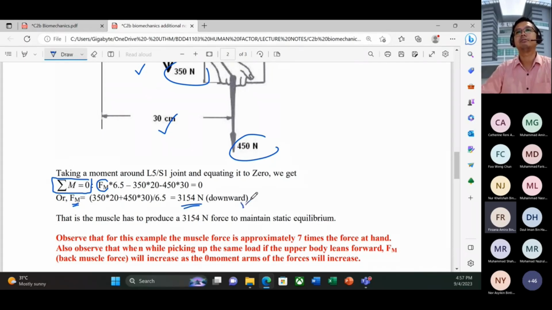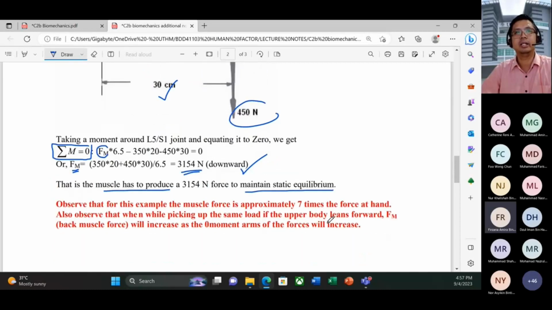This is the first thing. Clear? So taking the moment is 0, equating to 0. So we'll get this muscle force will be 3,154 Newton downward. So the muscle has produced 3,154 Newton force to maintain static equilibrium. Clear? Understand?